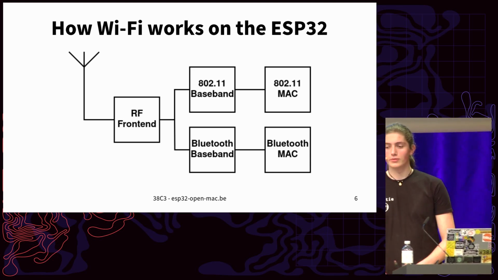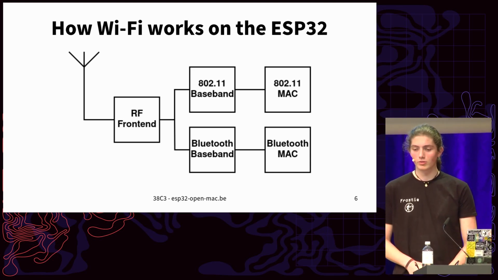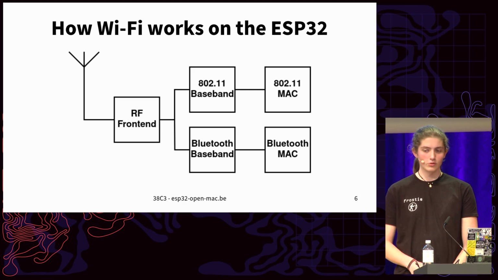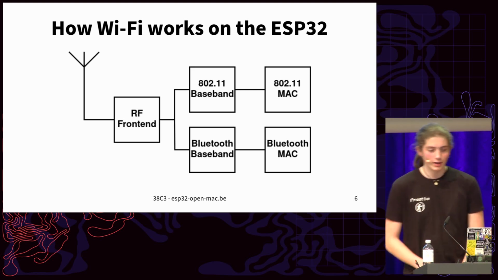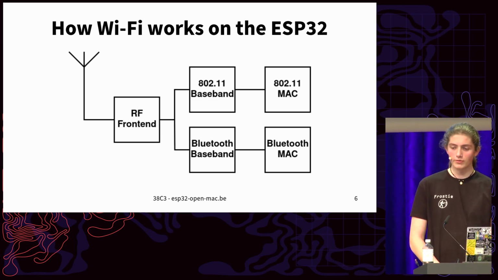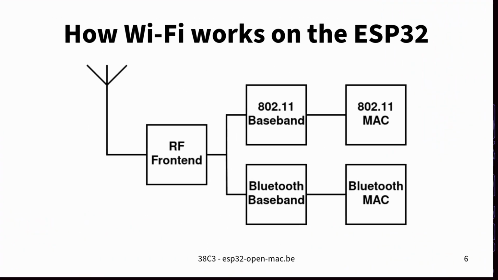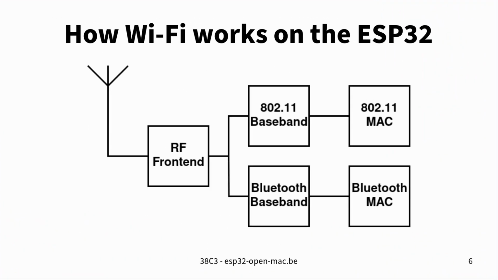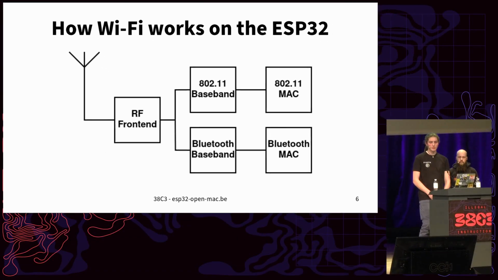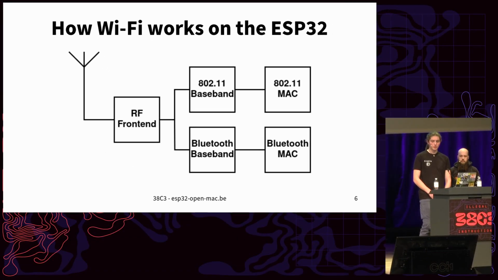And yeah, I'll just advance this. How Wi-Fi works in the ESP32. This is a diagram I made. It's just the hardware of the ESP32. And on the left, you have the antenna, which is connected to the RF front end, which does all of the high-frequency stuff and converts the digital signal that arrives from the basebands to an analog signal and in reverse for receive.